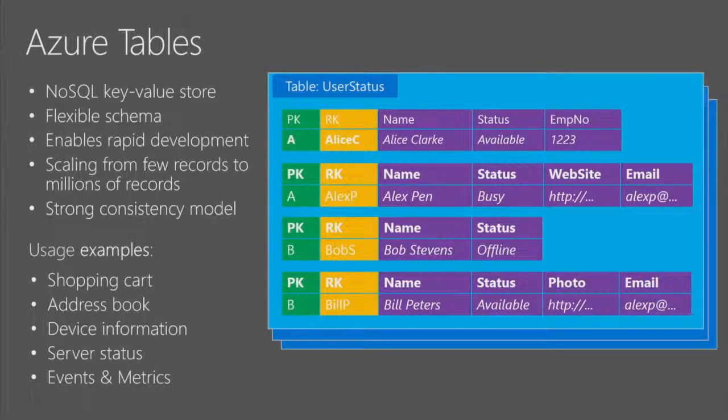They can scale it from a few rows that just manage a little bit of the settings of an application to millions or hundreds of millions of rows that manage all your users' accounts, or all your user status, for example, in your application.